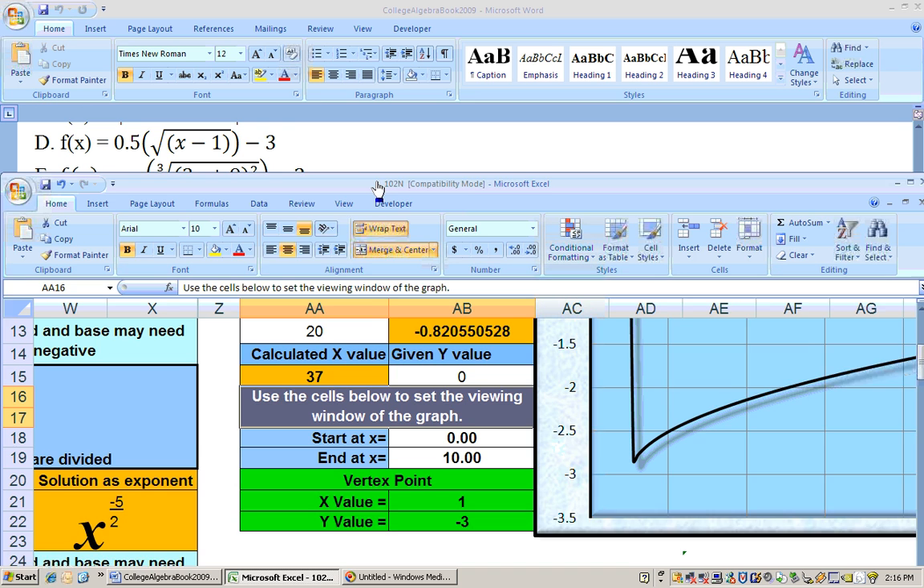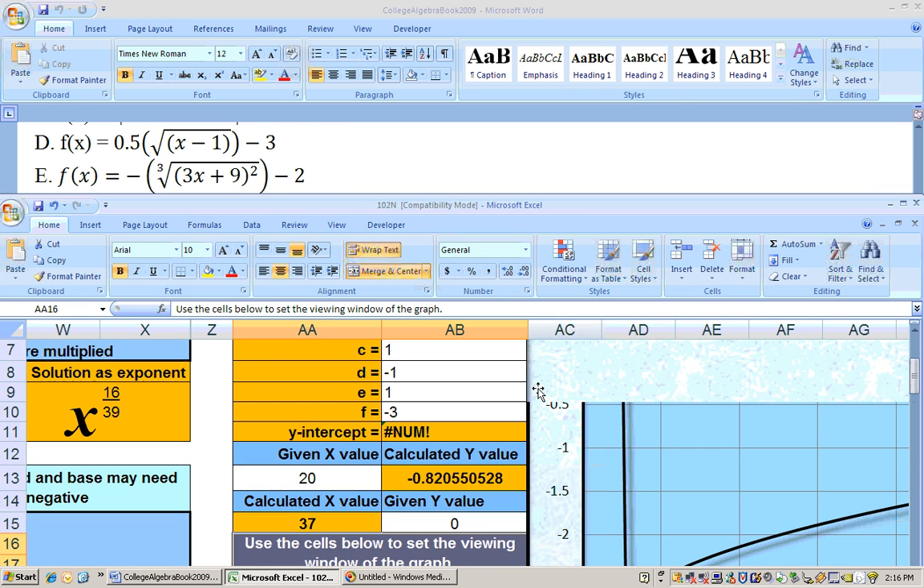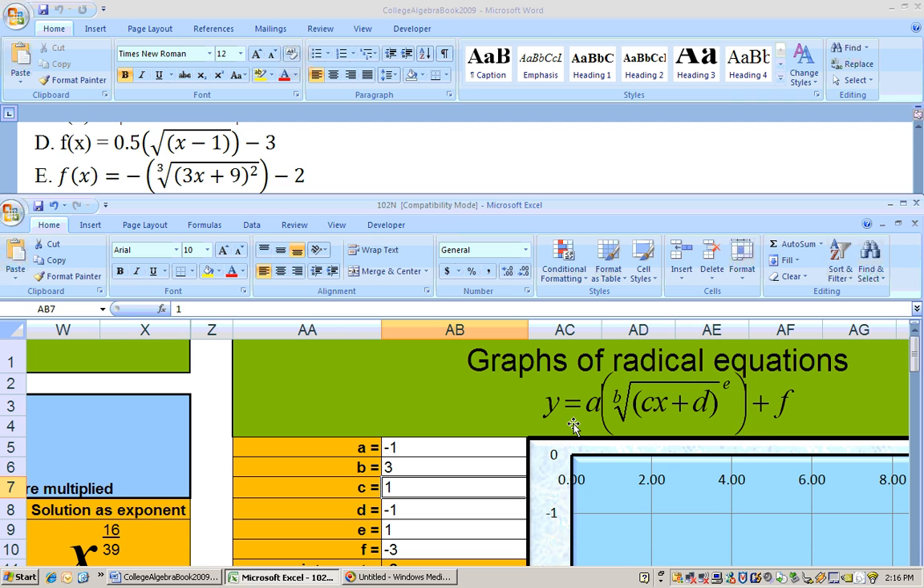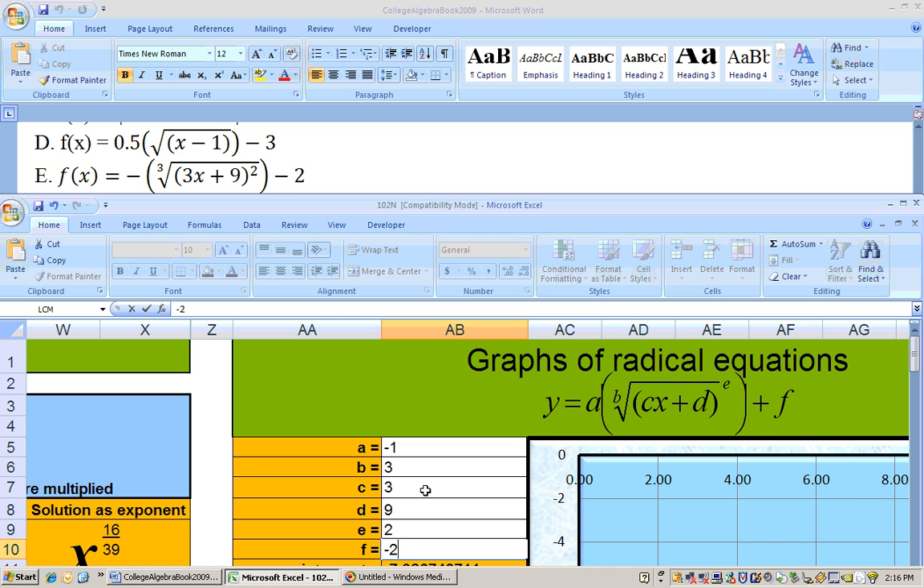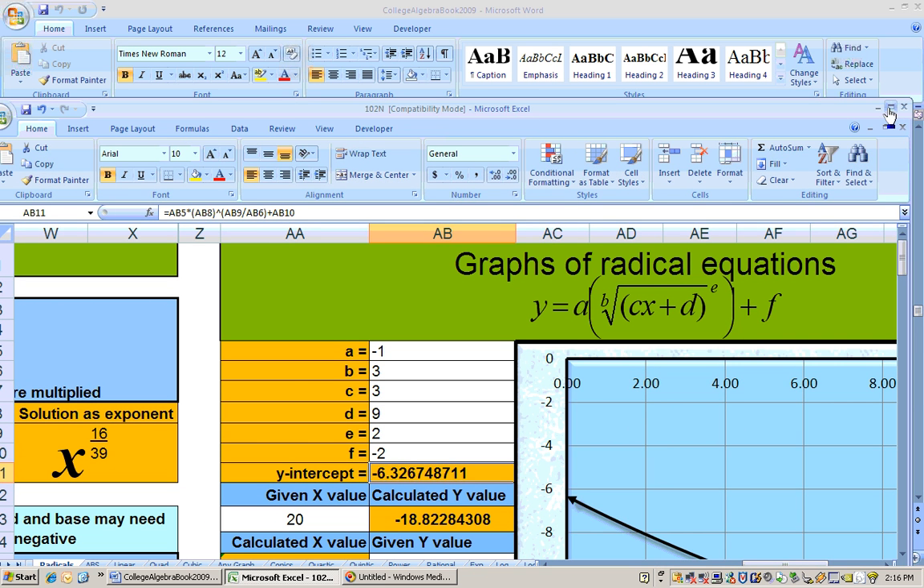Okay, let's check the next one out here. And this one is again a radical. So we'll put in our coefficients here: negative 1, and then the b, the root, is 3. This c is 3. The d is 9. The power that this thing is raised to here is 2. And the constant at the end is minus 2. And if we do all that, we can get the graph of this.